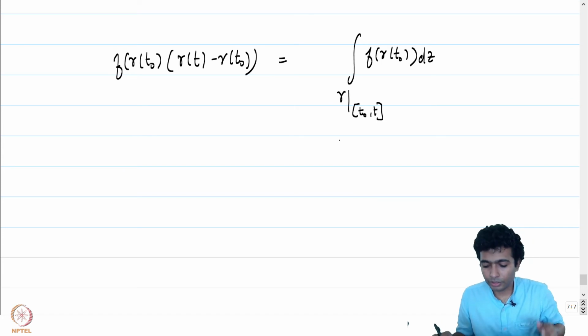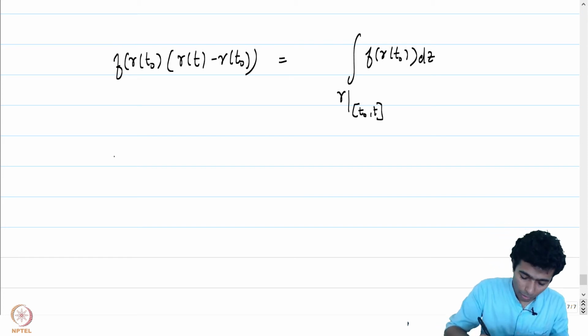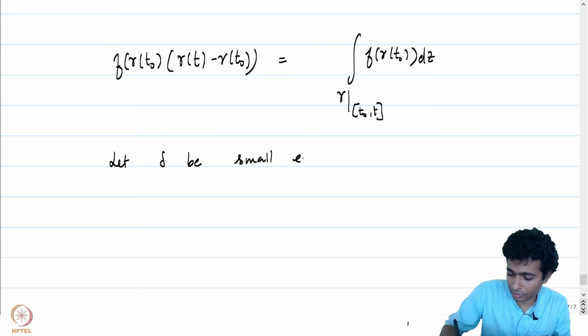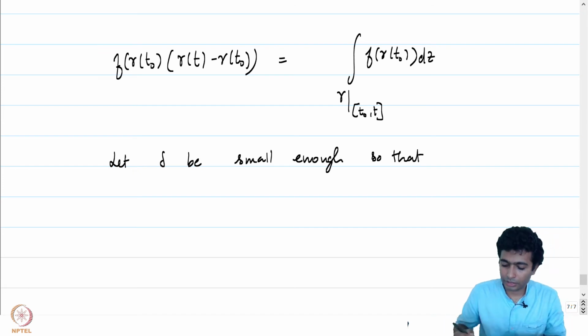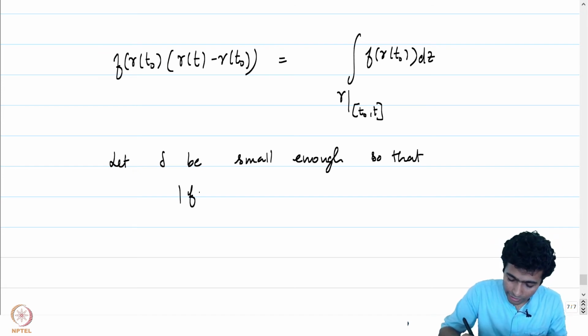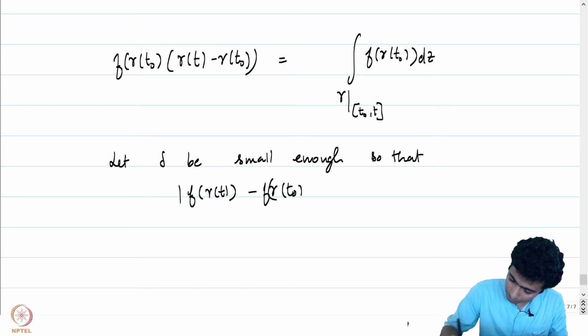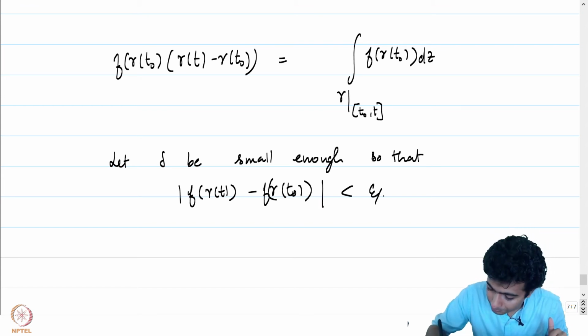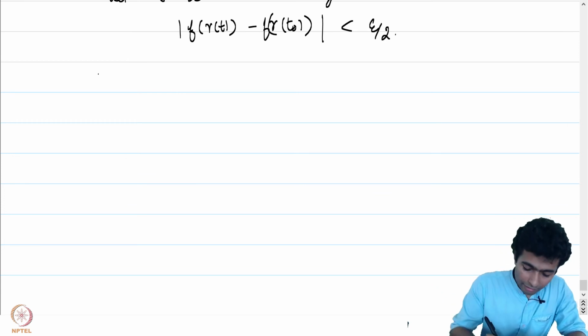Let us now use the uniform continuity of F composed with gamma to pick delta sufficiently small. Let delta be small enough. If it is not small enough, make it smaller so that the absolute value of F of gamma of T minus F of gamma of T naught is less than, say, epsilon by 2. Then what do we have?